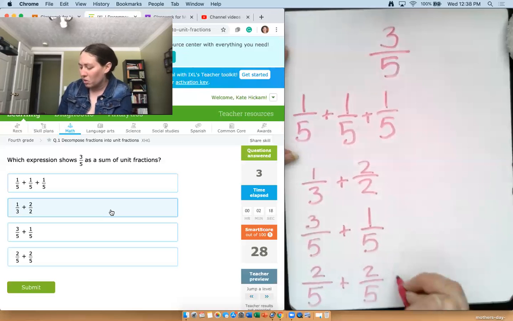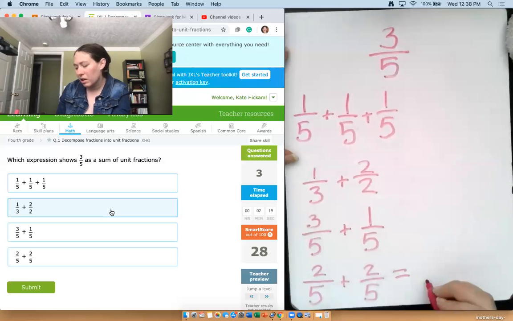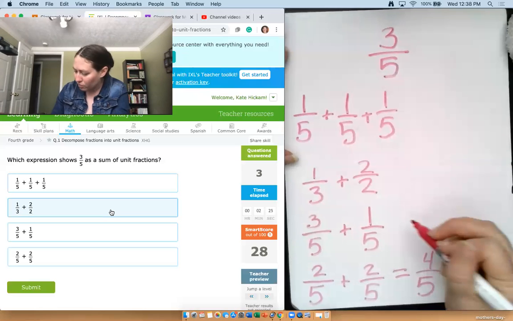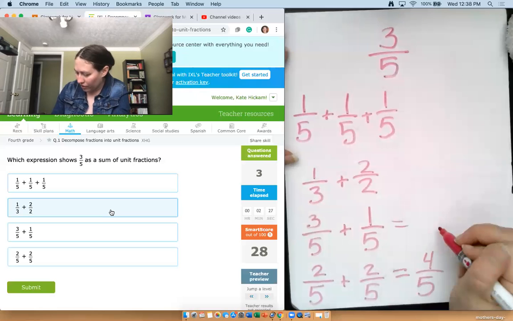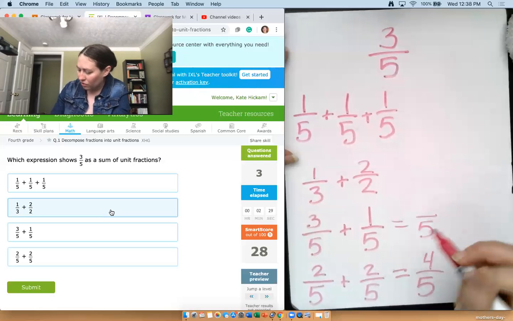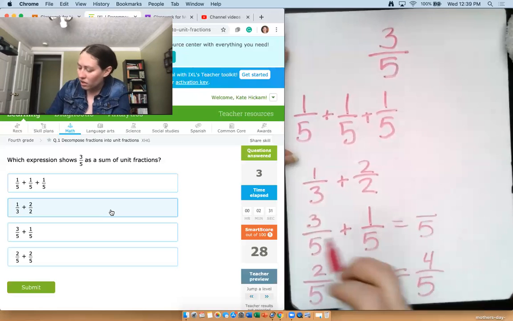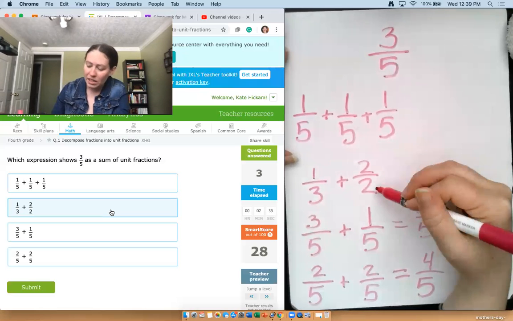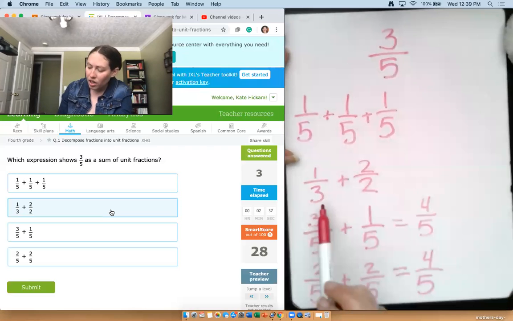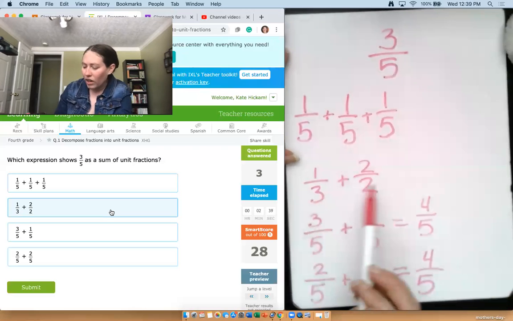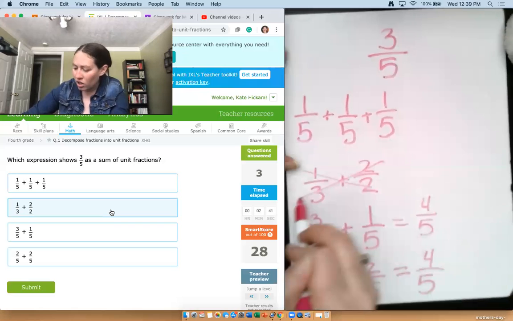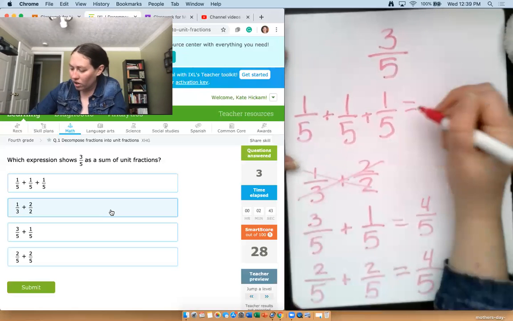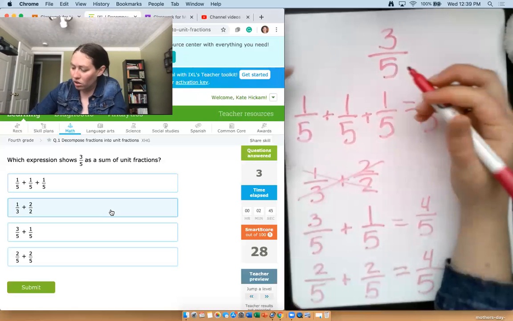So 2/5 plus 2/5, whenever I add fractions, my denominator doesn't change. I have 4/5. Okay. This one, I have fifths on the bottom, and 3 plus 1 is 4. Okay. Here I'd have to change this one, which means I'd have to change this denominator, and I can't make those equal 5, so that one's just trash. And then I have 5, does not change, and then 1, 1, 1 is 3.